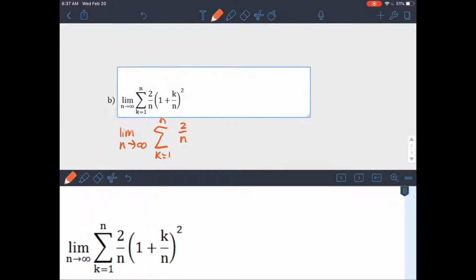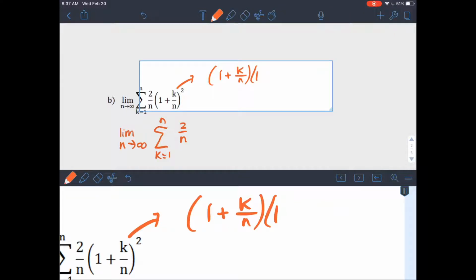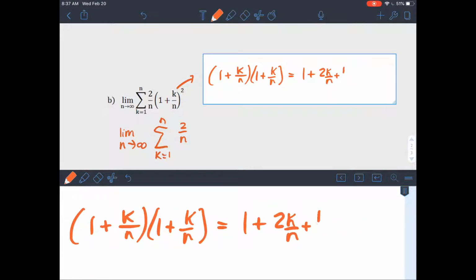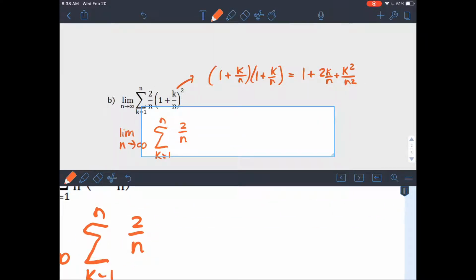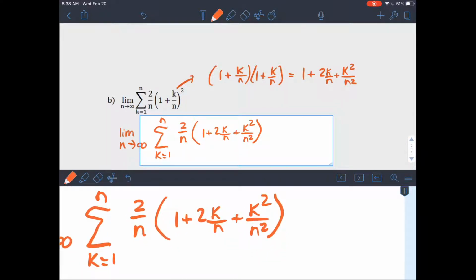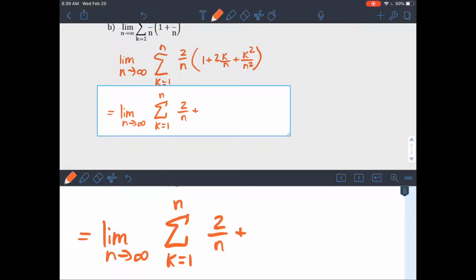Go ahead and simplify your expression inside your sum. So I need to take 1 plus k over n times itself here. And do that real quick. Gets me that. And then I'm going to multiply that times my 2 over n, and rewrite this sum with everything that's a constant factored out, which is kind of our overall game plan. So if I multiply that together, distribute my 2 over n, I've got 3 terms in this sum.